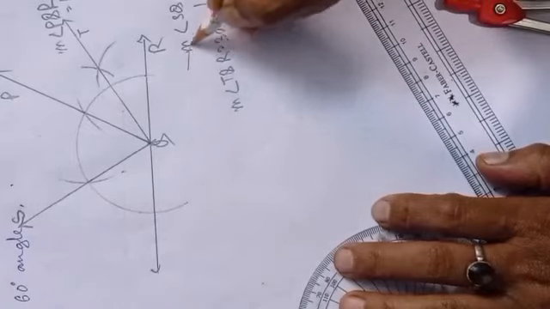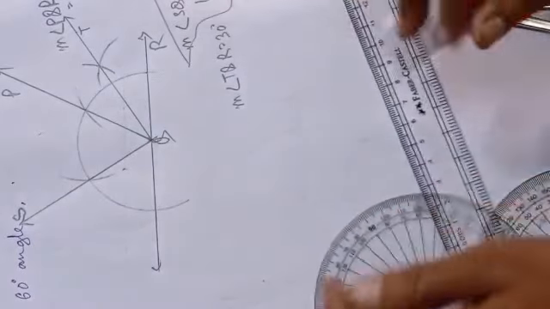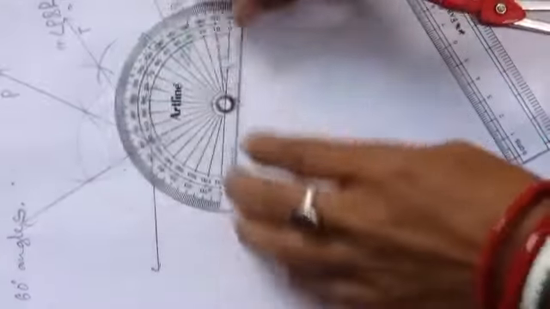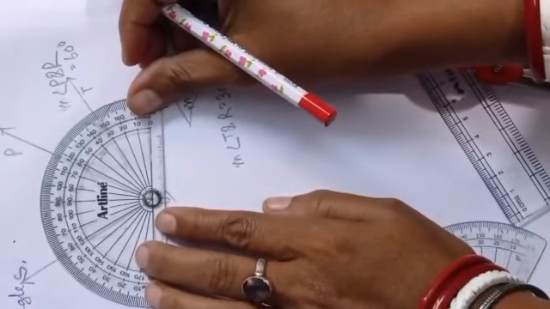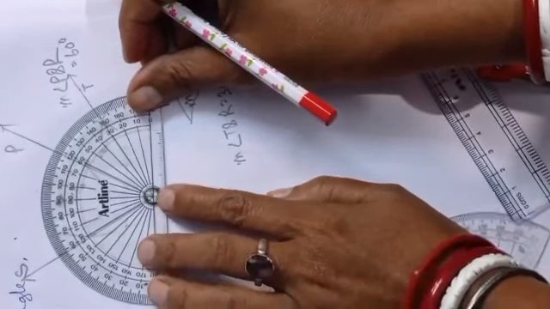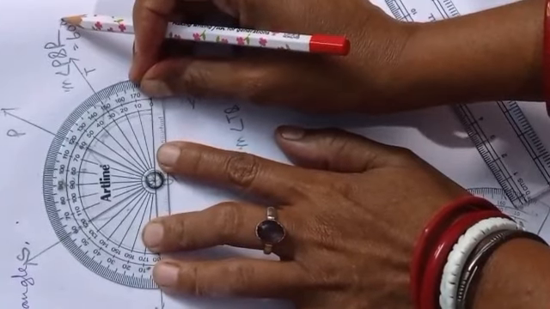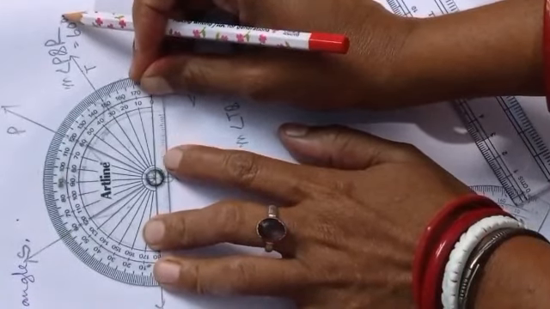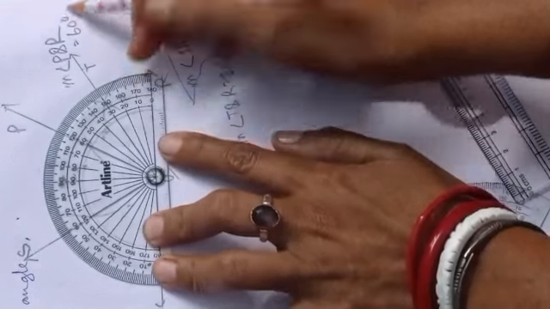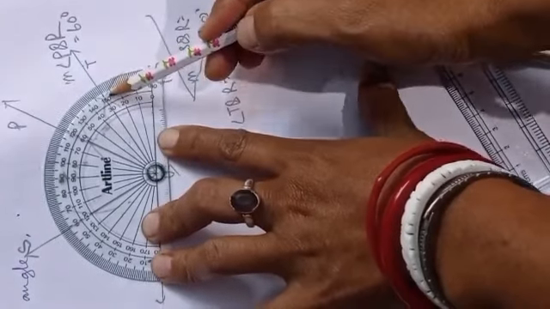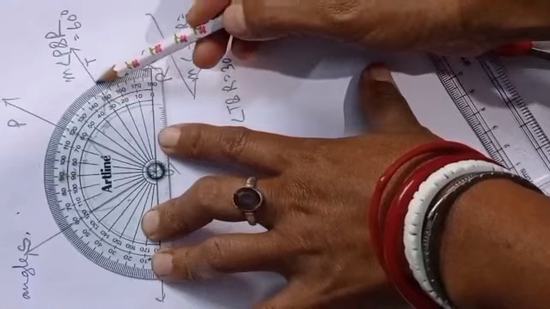I am telling you, but you should verify. So let's see. Let's put that protractor on that angle. First you set that 0 line, the baseline, then you check. See, it is exactly 30 degree. You will get the perfect one. Set it properly and check. It is exactly 30 degree we are getting.